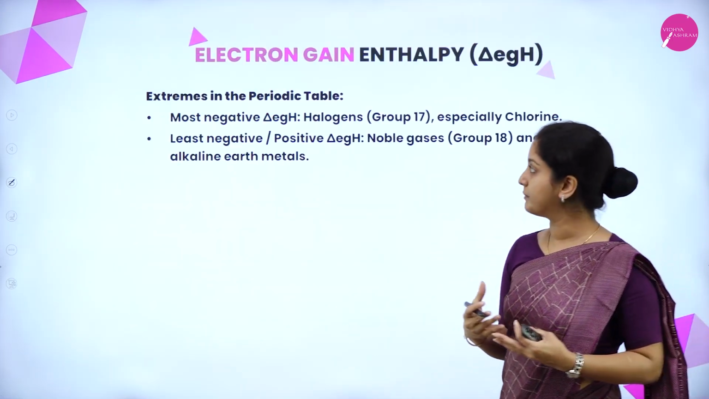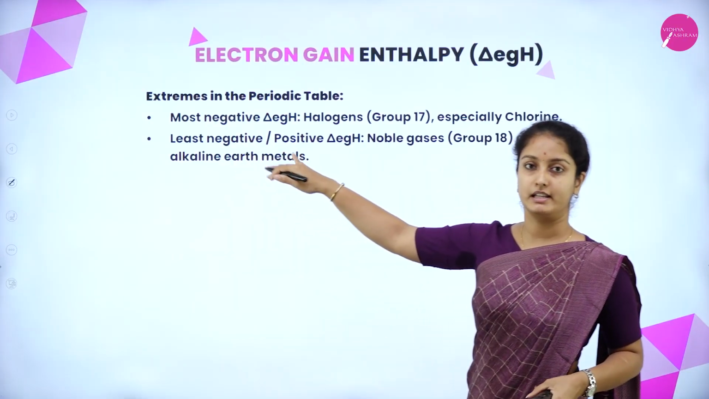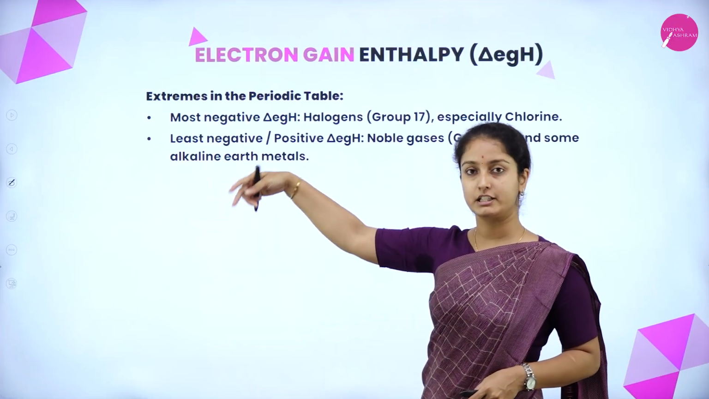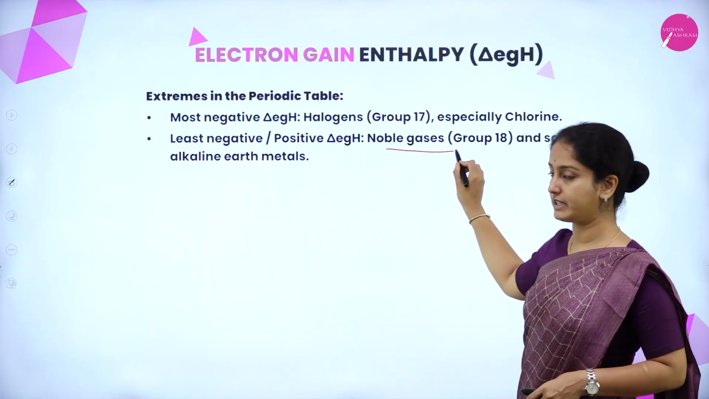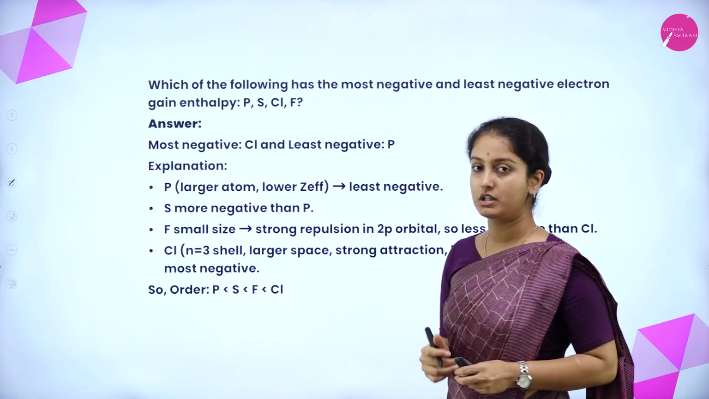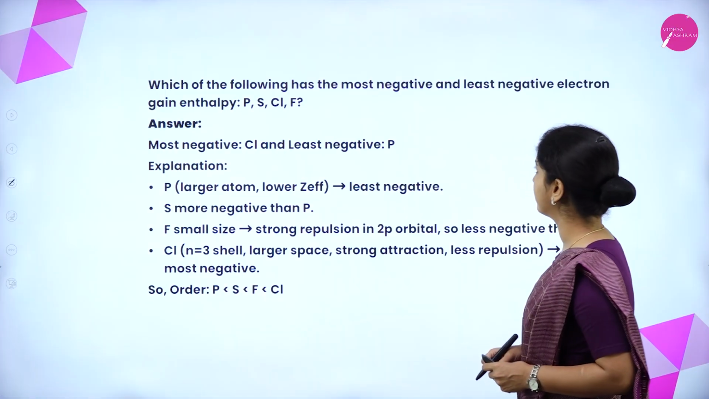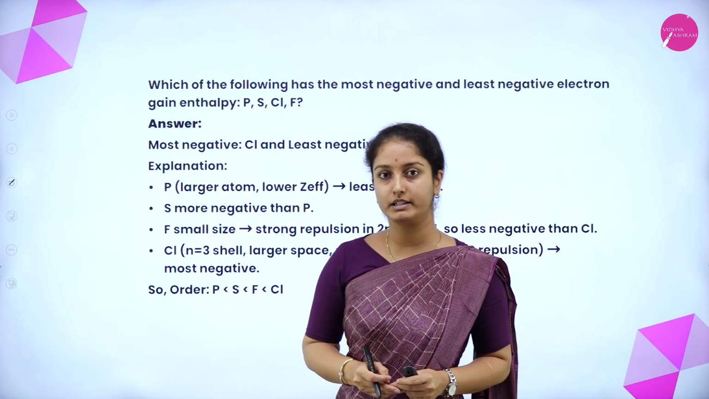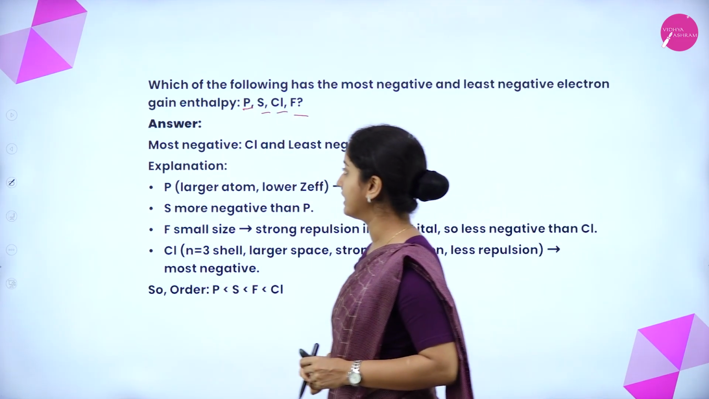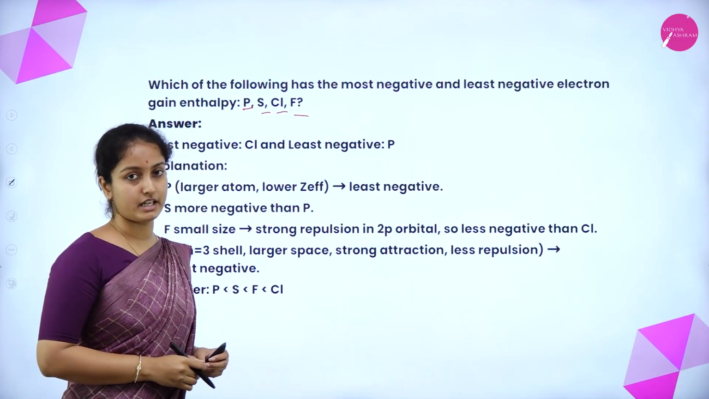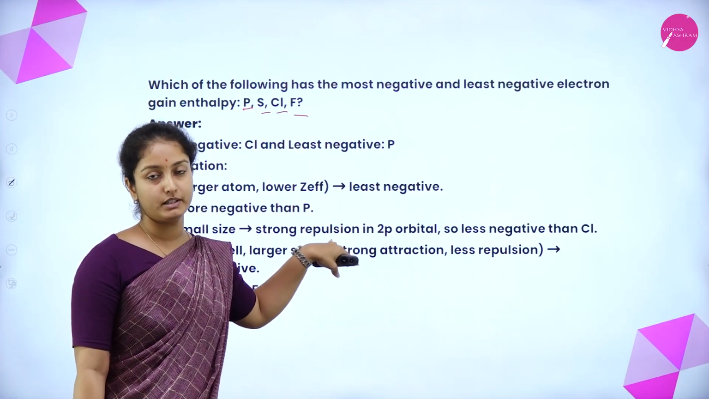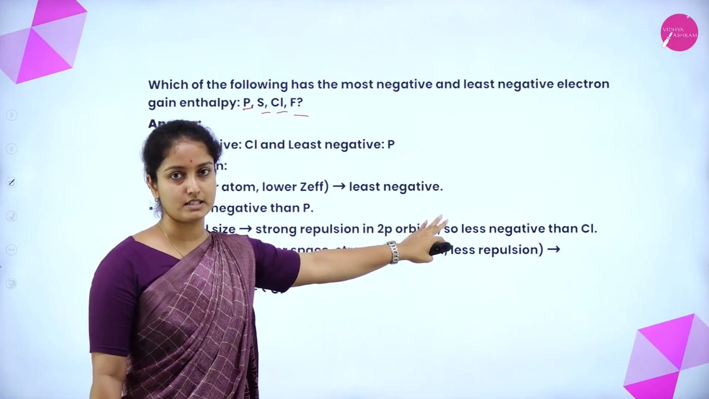So what are the extremes in the periodic table? The most negative electron gain enthalpy is possessed by the halogens of group 17, especially chlorine. The least negative electron gain enthalpy is possessed by the noble gases of group 18, and some alkaline earth metals are also included. Now let us understand which of the following has the most negative and least negative electron gain enthalpy among the elements mentioned: phosphorus, sulfur, chlorine and fluorine. The answer is that the most negative will be chlorine and the least negative will be phosphorus. Phosphorus is a larger atom, but it possesses a lower net nuclear charge. That is why it is less negative.